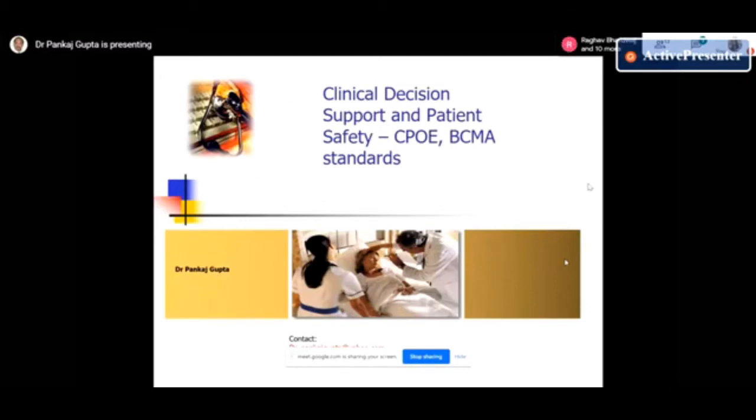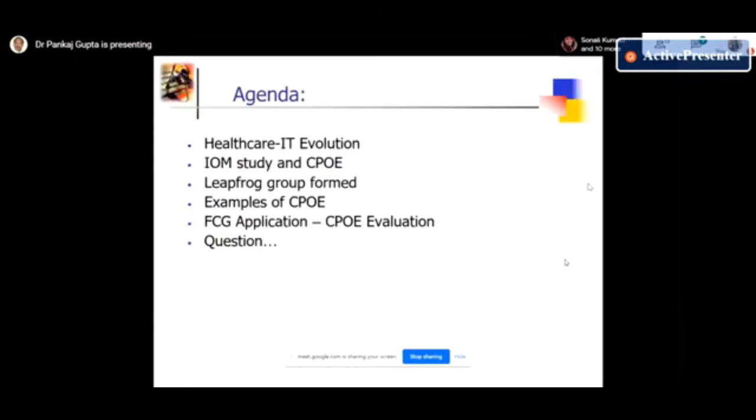Okay. So we jump into the details. This is what I will try to do. Healthcare IT evolution, that is a Gartner model. I don't know how many of you have seen it, but I'll quickly walk you through it. Then the Institute of Medicine's report on CPOE. The Leapfrog Group, this is the nodal body that created the standard and now is responsible for managing it. Examples of CPOE implementations, and then an evaluation of CPOE and a couple of other things that we'll go into.